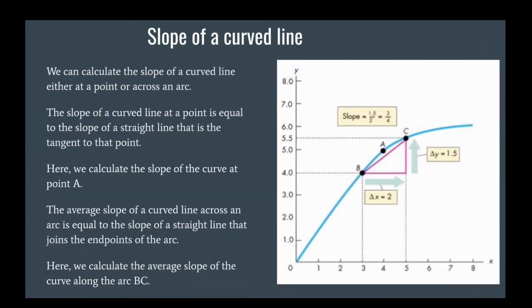Let's study the slope of a curved line. How do you calculate the slope on a curved line? We can calculate the slope of a curved line either at a point or across an arc. So here the slope of a curved line at a point is equal to the slope of a straight line that is the tangent to that line. Here we calculate the slope of the curve at point A. So the average slope of a curved line across an arc is equal to the slope of a straight line that joins the endpoints of the arc. Here we calculate the average slope of the curve along the arc BC, which is visualized in the graph.